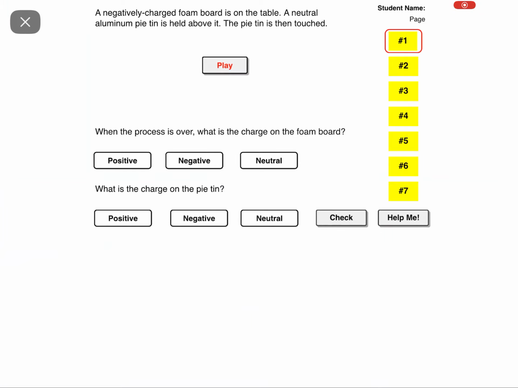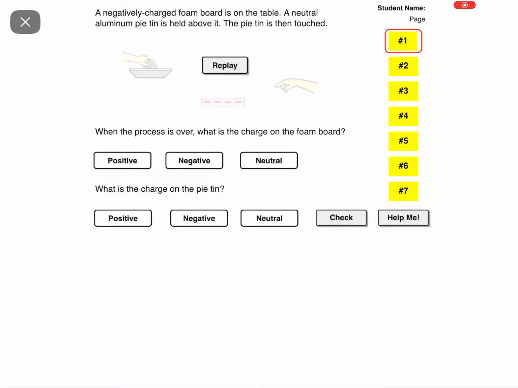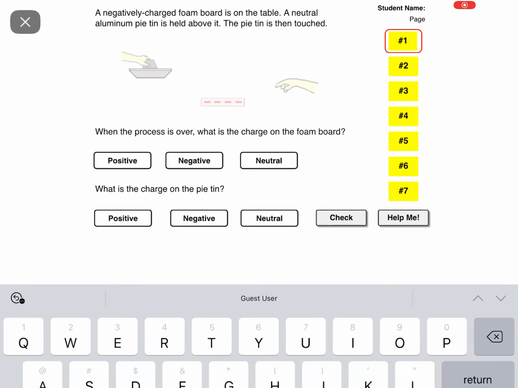Okay, let's try one or two of them together. A negatively charged foam board is on the table. A neutral aluminum pie tin is held above it. The pie tin is then touched. So let's look. You've got negatives, you've got a pie tin, and then it goes away. When the process is over, what is the charge on the foam board? So let's watch it again.